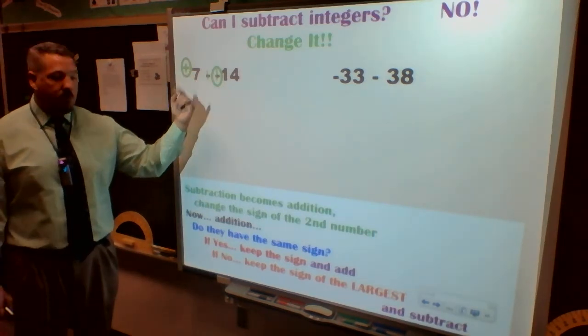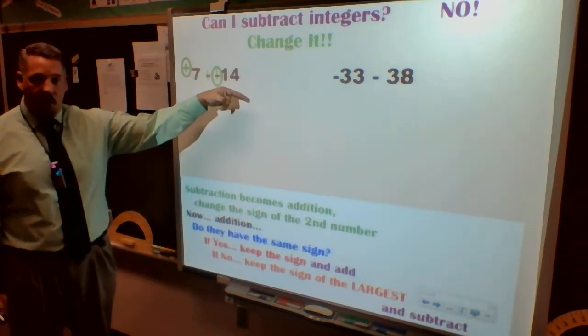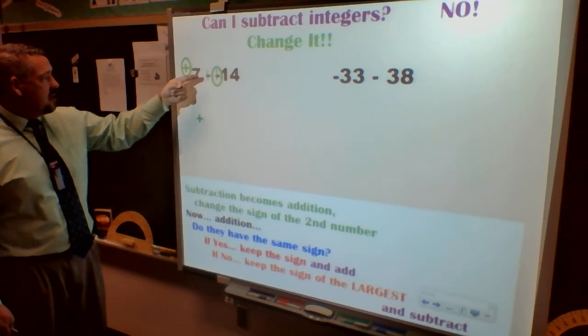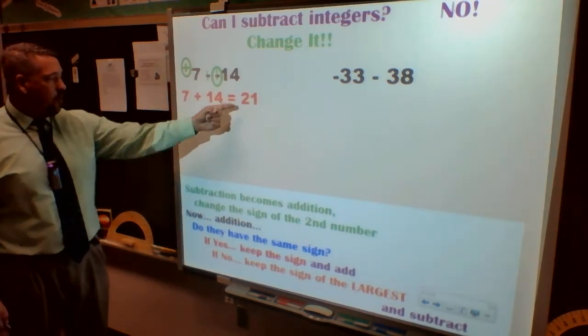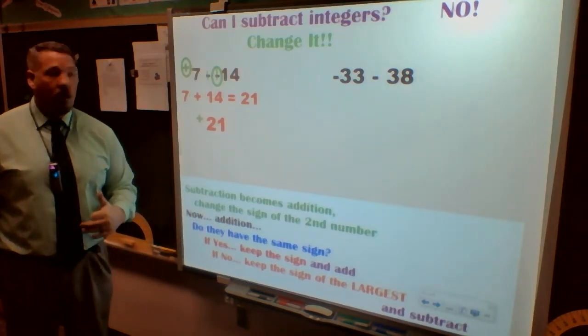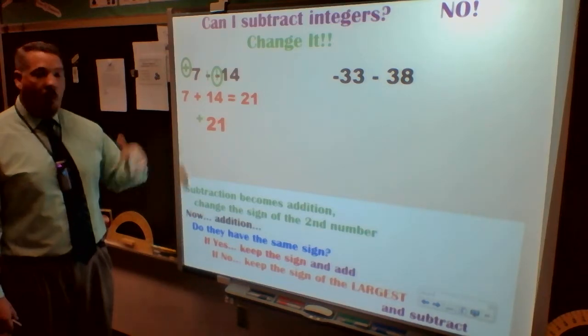Do I have the same sign? I do. So what do I do? I keep it and I add them together. So I end up with a positive, and 7 plus 14 is simply 21. So my answer becomes positive 21. What is 7 minus a negative 14? Well, it's a positive 21.